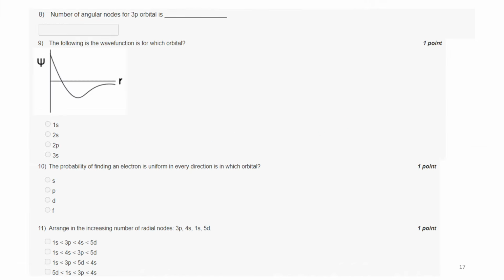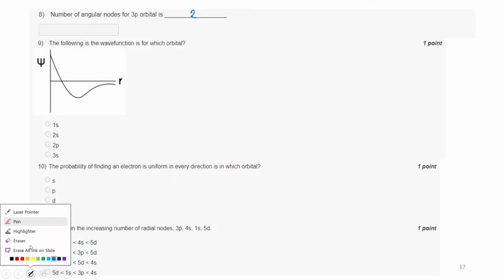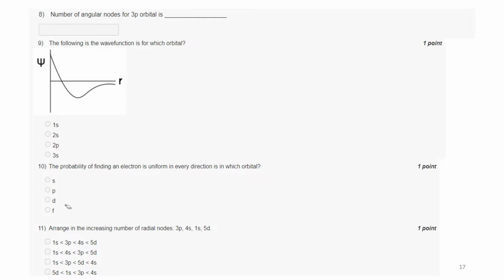Now question number 8, the number of angular nodes for the 3p orbital. As I told you, the number of angular nodes is the L, that is the azimuthal quantum number. So for 3p it is 2, right? Oh sorry, it will be 1 because p is related to 1, d is related to 2. So the number of angular nodes will be 1.